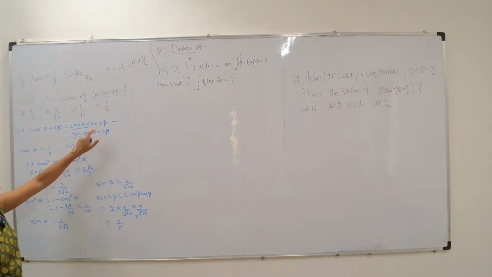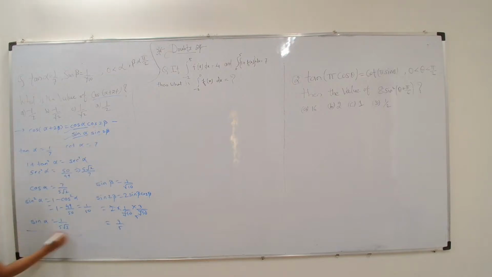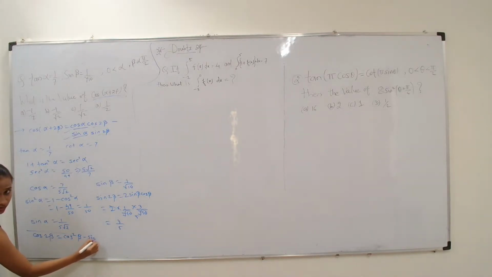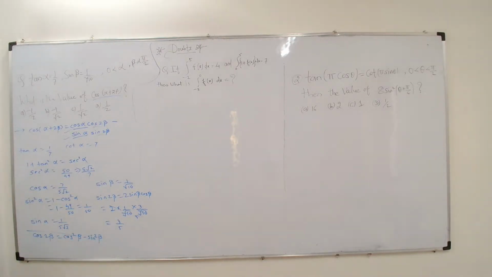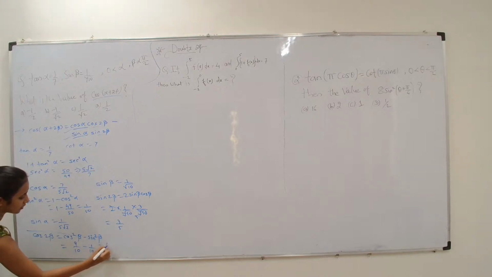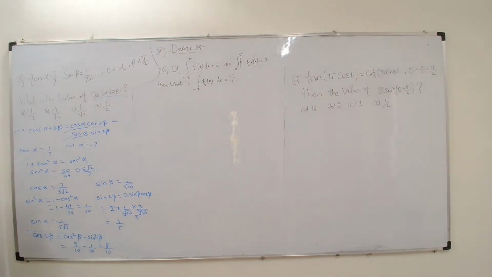How will you find out this cos 2 beta? Cos 2 beta is cos square beta minus sin square beta. Cos square beta will be आत्ताच सांगितलेलं ना 9 by 10. Sin square beta is 1 by 10. That is 8 by 10. Substitute all this value. क्या लगना है?